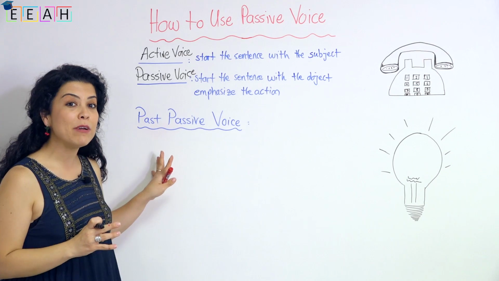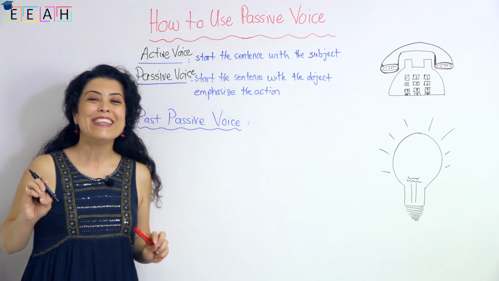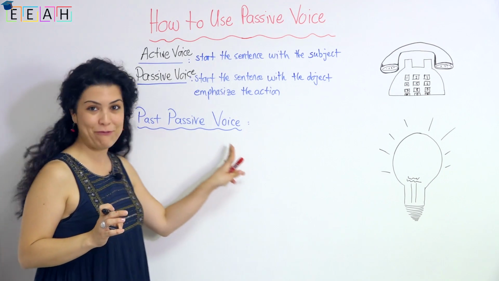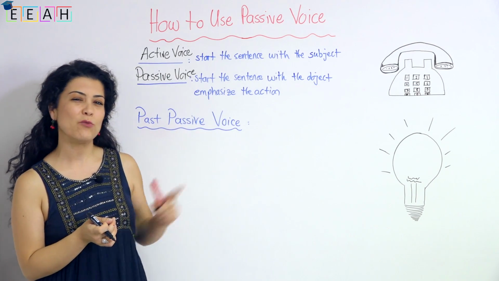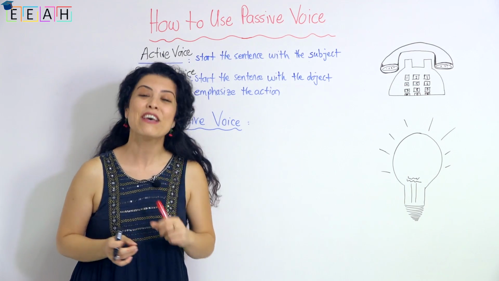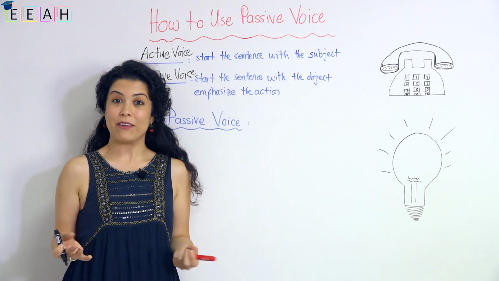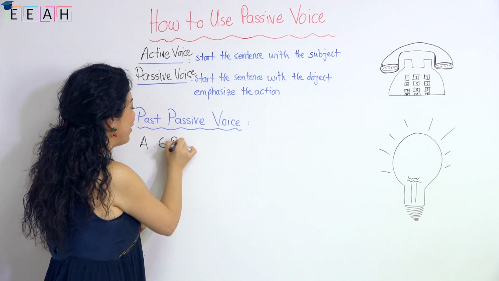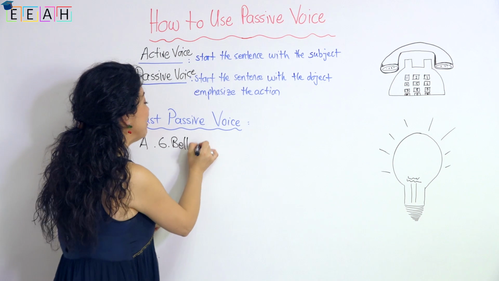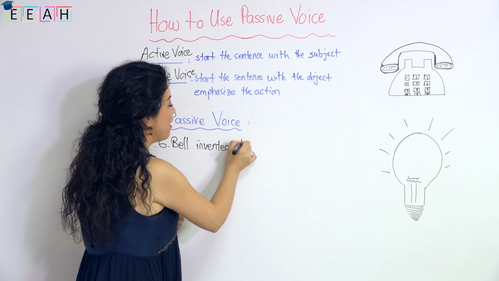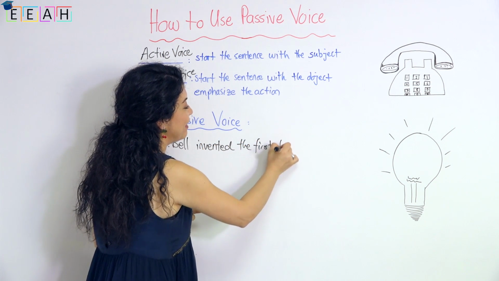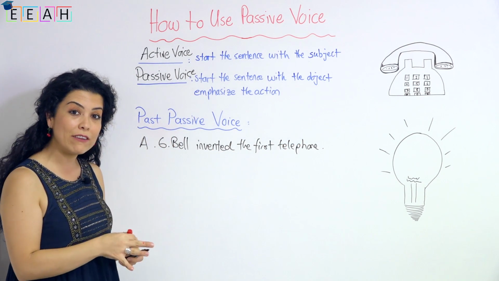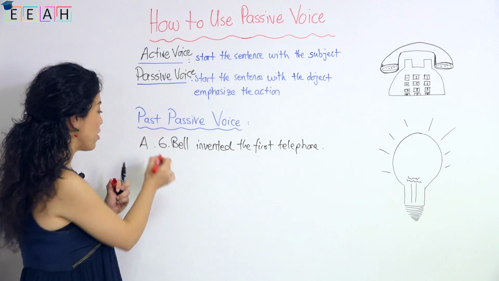So today, I'm gonna take you back in time, okay? Think about the important inventions because we're gonna talk about past passive voice, okay? So the first one, what's that? The telephone. Yes, who invented it? Tell me, who invented the first telephone? Alexander Graham Bell. Yes, so Alexander Graham Bell invented, yes, the first telephone.